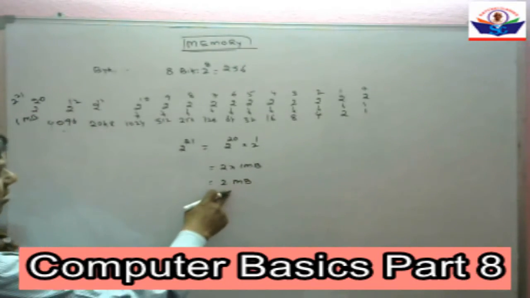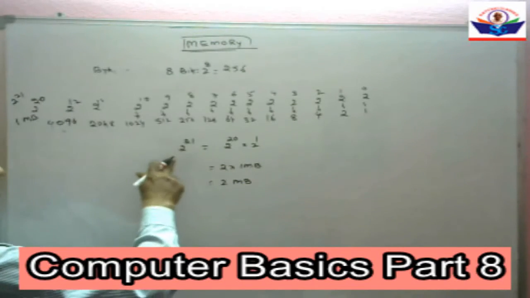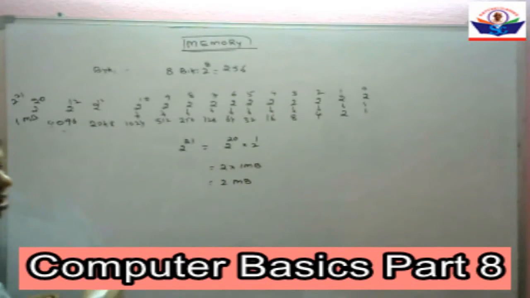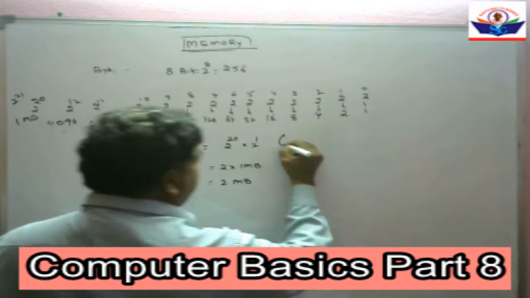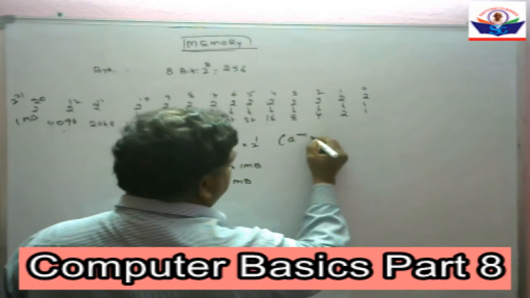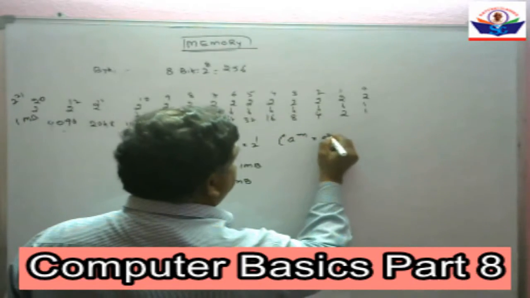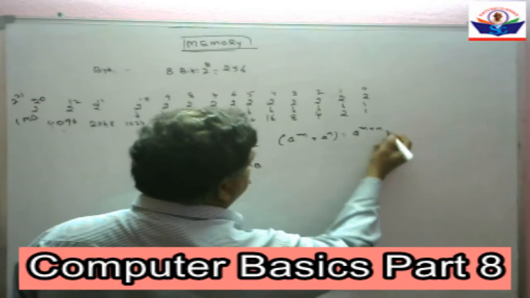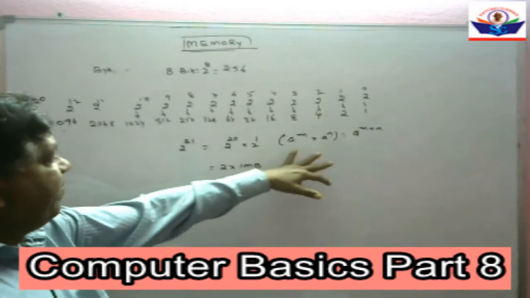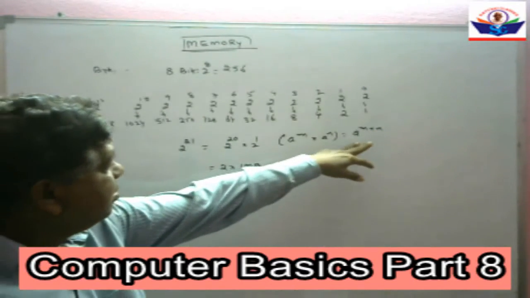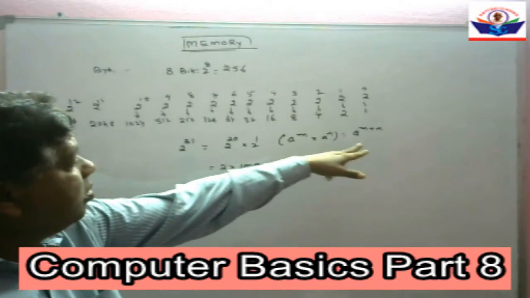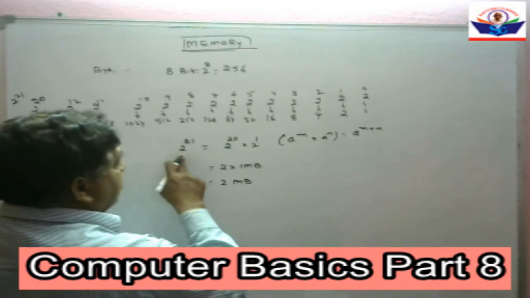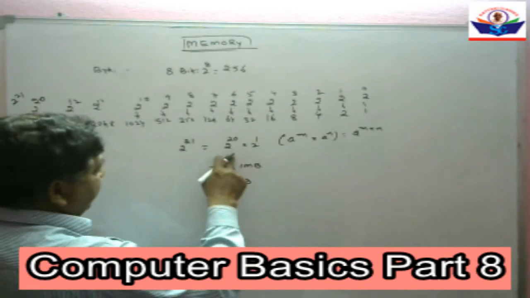2 to the power of 10 is 2 megabytes. What is 2 to the power of 21? By applying the formula in mathematics, a power m into a power n is equal to a power m plus n. That means when bases are same, powers will be added. Now 2 to the power of 21 can be written as 2 to the power of 20 into 2 to the power of 1.